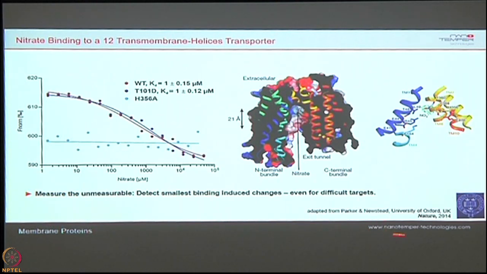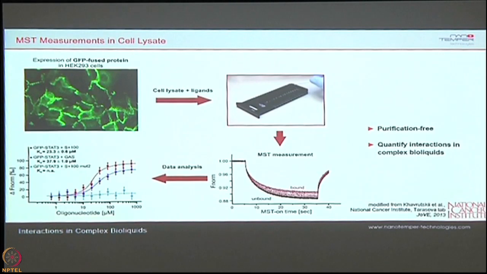As you can see, the paper again hit Nature, where a membrane-bound protein was expressed with GFP, and that particular protein was studied by microscale thermophoresis. So in this way, any variety of sample, it need not be protein-protein, any kind of molecular interaction, protein-carbohydrate, protein-ion, anything in between can be studied using microscale thermophoresis.